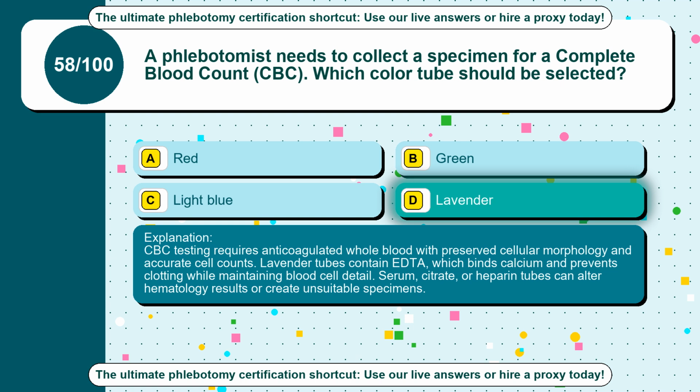CBC testing requires anticoagulated whole blood with preserved cellular morphology and accurate cell counts. Lavender tubes contain EDTA, which binds calcium and prevents clotting while maintaining blood cell detail. Serum, citrate, or heparin tubes can alter hematology results or create unsuitable specimens.